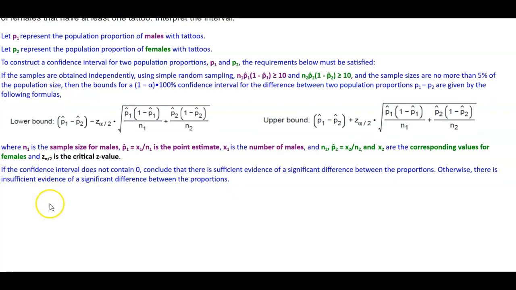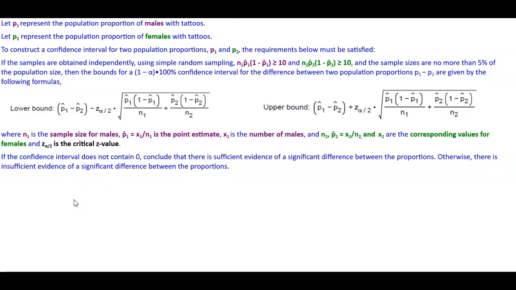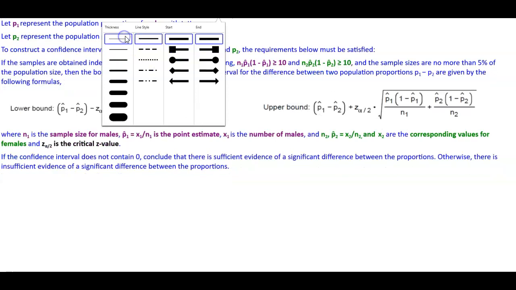Once we find the confidence interval, if the confidence interval does not contain 0, then we're going to conclude that there is sufficient evidence of a significant difference between the proportions. Otherwise, there is insufficient evidence of a significant difference between the proportions. Okay, so the first thing we're going to do is calculate the point estimates.